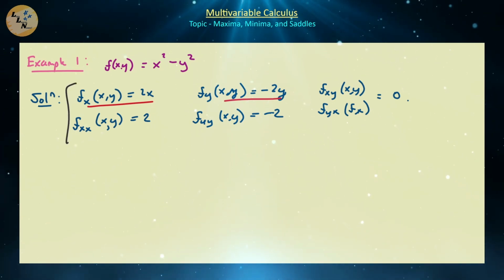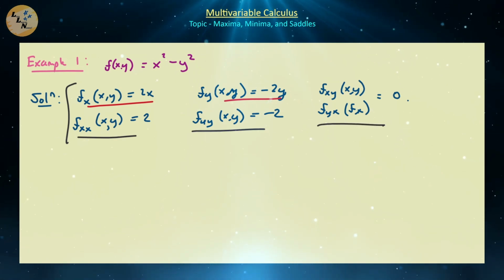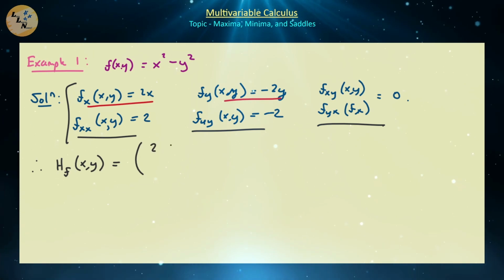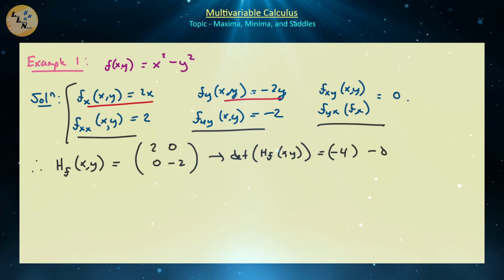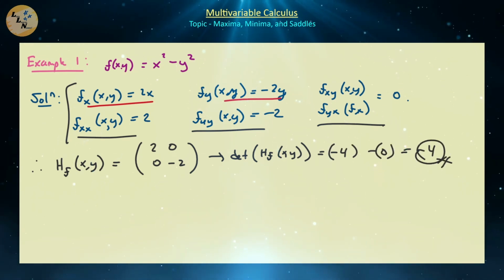So once you have all of these second order partials, you can calculate the Hessian of the function at a particular point, right? So the Hessian of the function at any point (x,y) is going to be the matrix 2, 0, 0, minus 2, and the determinant of this Hessian at any point (x,y) is going to be equal to minus 4 minus 0, which is going to be equal to minus 4. So the value of D, the determinant of the Hessian, is negative 4 for all points in the curve. So once we find our critical points, then that means that critical point will be a saddle point.